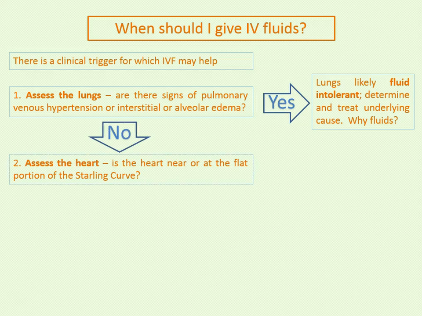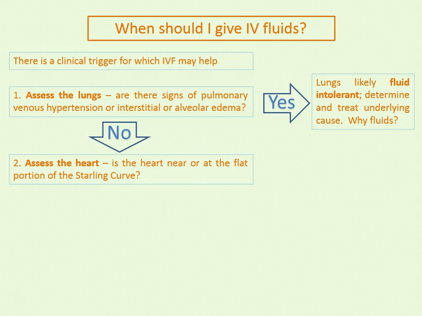So if the lungs are looking like they're low risk, then the second most important organ is the heart. The question you really need to ask is: is the heart near or at the flat portion of the Starling curve, as we've just talked about? The only way to assess this physiologically is to interrogate the heart, usually with a mini fluid challenge, or ideally a passive leg raise, because that's fluidless. What that does is increase venous return relative to the Starling curve, and then you have to instantly assess the effects.